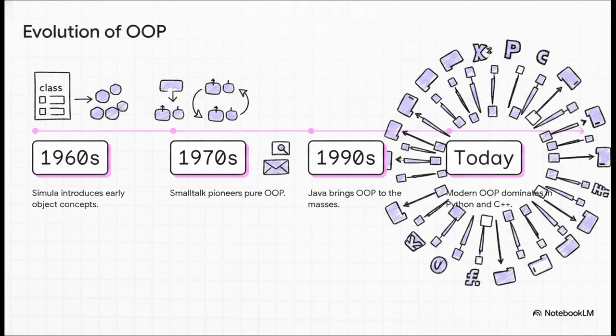Looking back at the 1960s, a language called Simula first introduced these foundational concepts. Then the 1970s hit, and Smalltalk really pioneered pure OOP. But the massive, unstoppable explosion, that happened in the 1990s when Java brought OOP to the absolute masses, which, of course, leads us to today, where modern OOP completely dominates the industry through powerhouse languages like Python and C++.